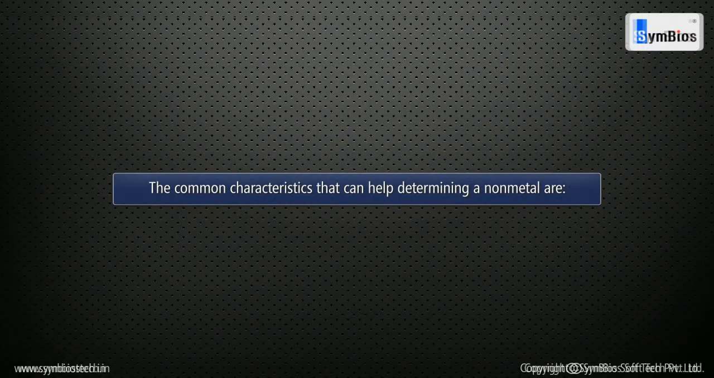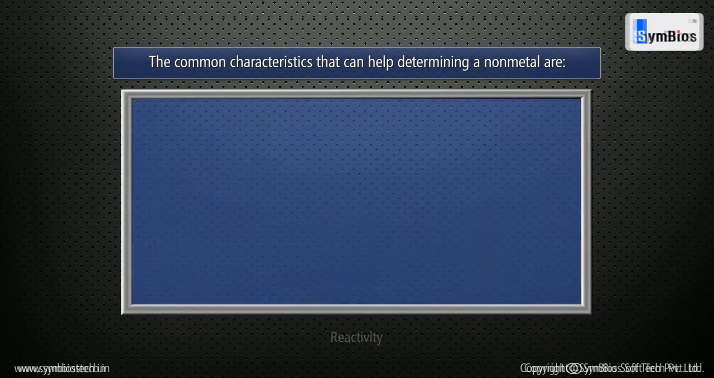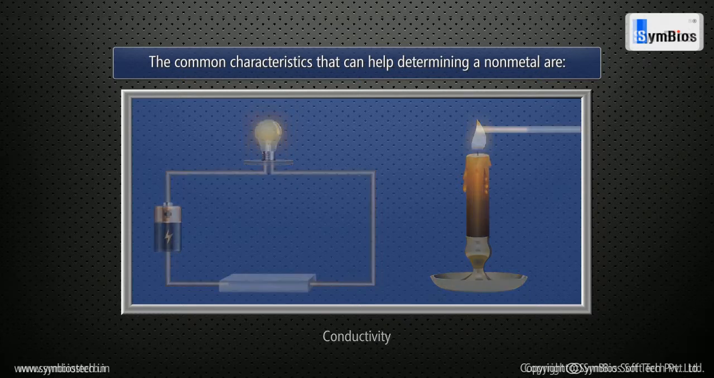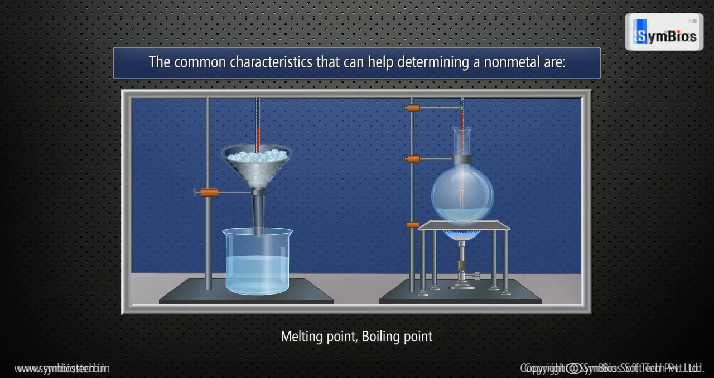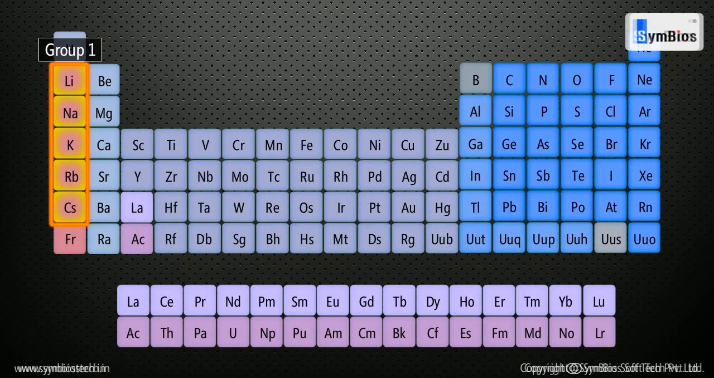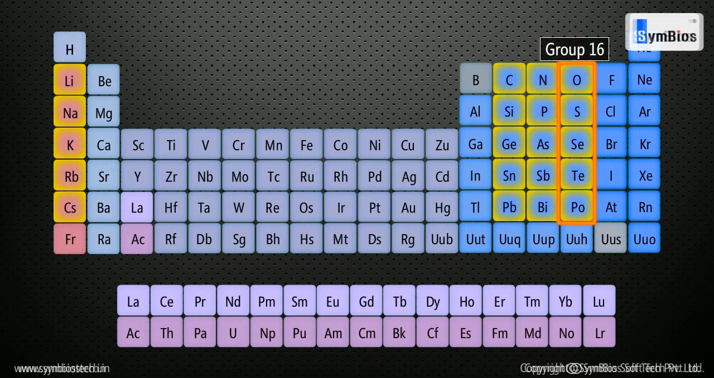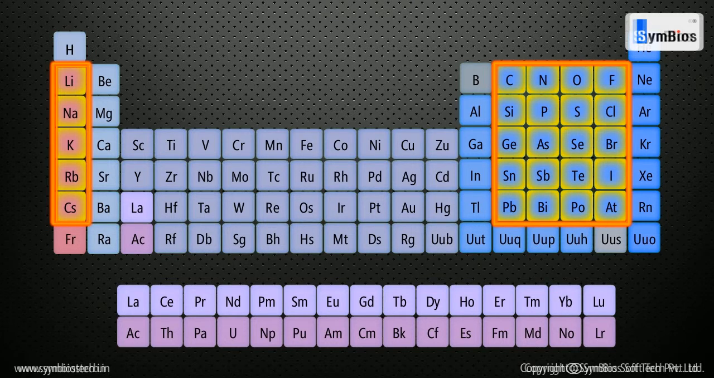The common characteristics that can help in determining a non-metal are reactivity, conductivity, melting point, boiling point, ductility, and malleability. Elements from Group 1, Group 14, Group 15, Group 16, and Group 17 in the periodic table are nonmetals.